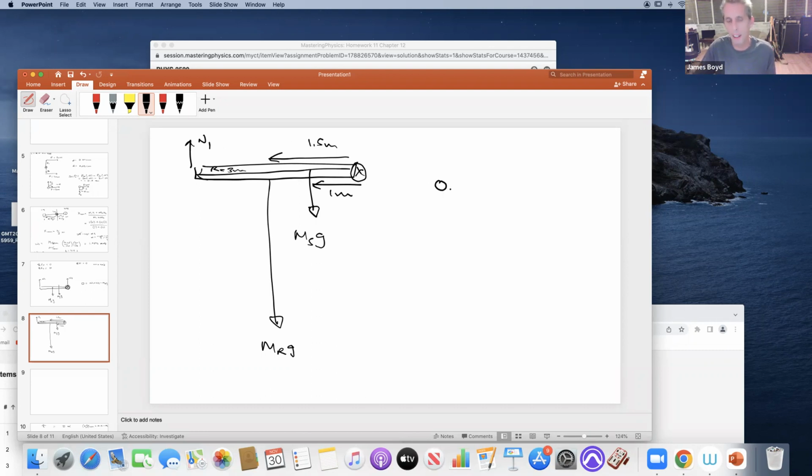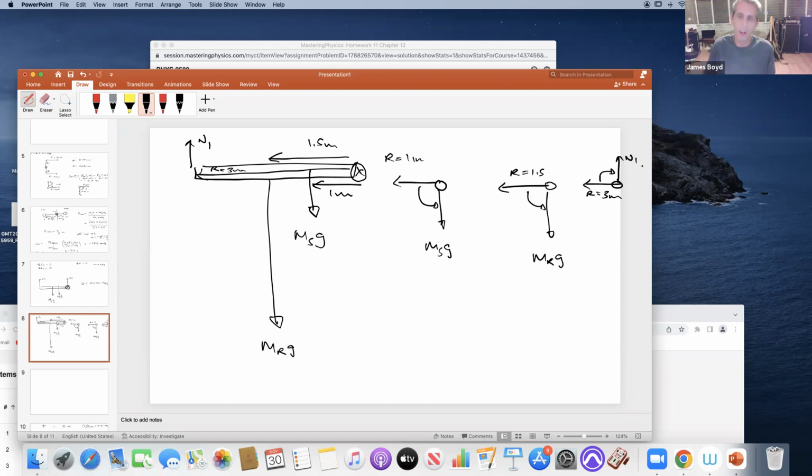If I draw these things tail to tail, I'm going to draw 3 separate torque diagrams. I have R is equal to 1 meter, and that is the mass of my student. R is equal to 1.5, and that is the mass of my rod or board, whatever you want to call this thing. And then finally, N1, and that R is 3 meters. Turn each of the R's to their force. And then just note whether or not they're positive or negative. I'm going to call counterclockwise positive. It doesn't matter which one you call positive, you just have to make sure all the forces that are that one are positive and all the other ones are negative.